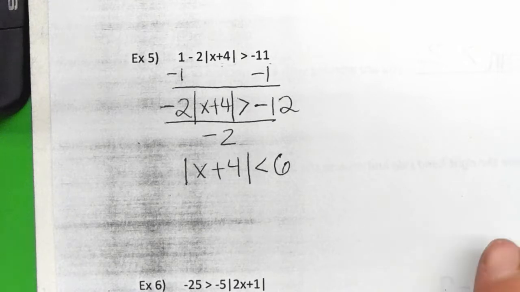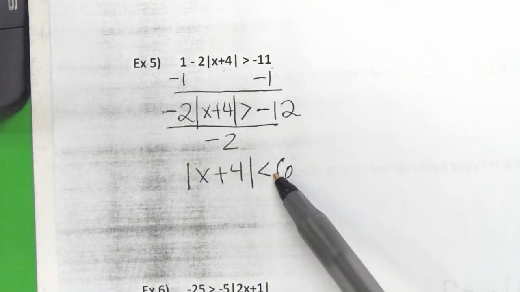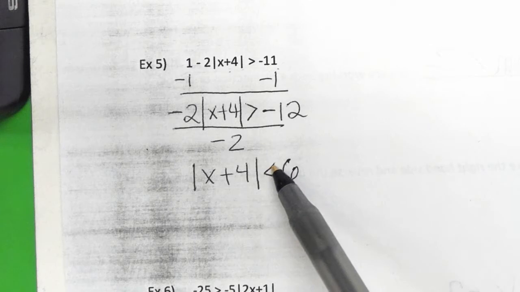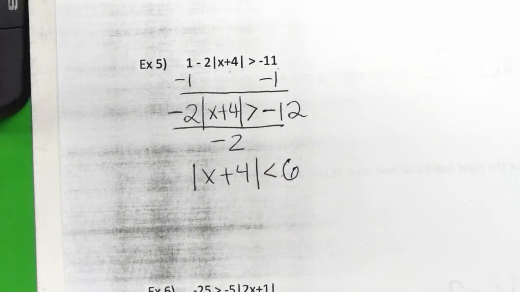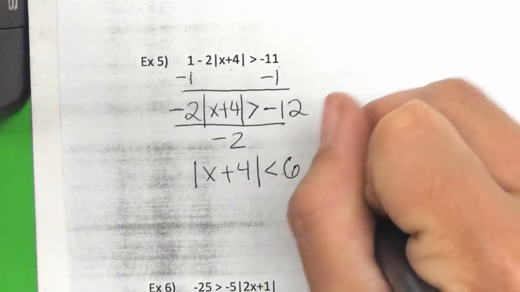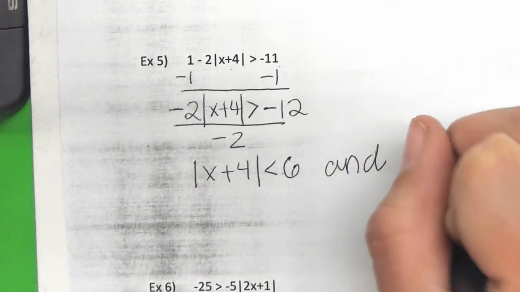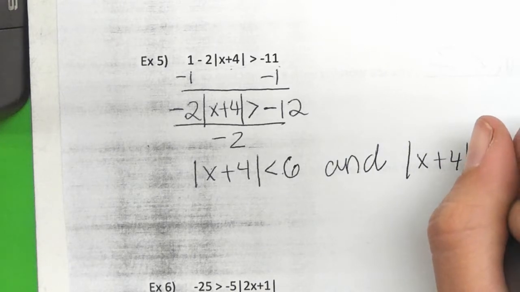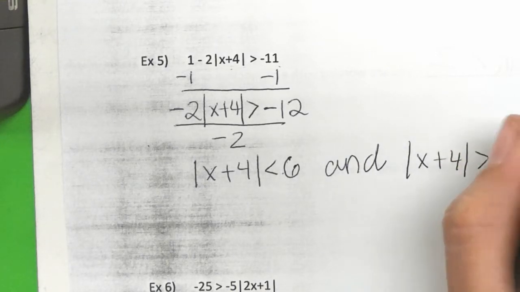Yes. So this is case 1 because we've got the absolute value by itself, right? And what is the sign here saying? That x plus 4 is greater. Not greater than. Less than. Less than. So it will be or and. Or and. Good. And what would my case 2 look like? x plus 4 less than 6. Negative 6. Not less than. Greater than. There we go.